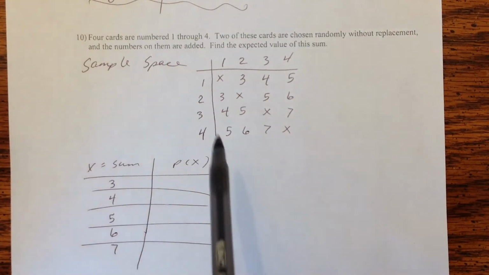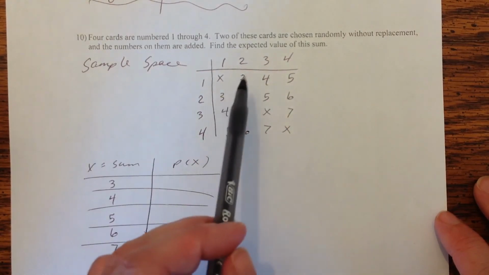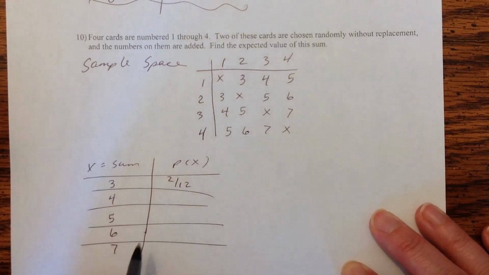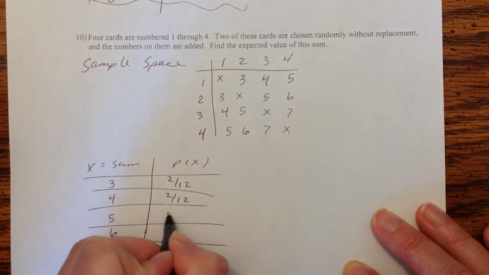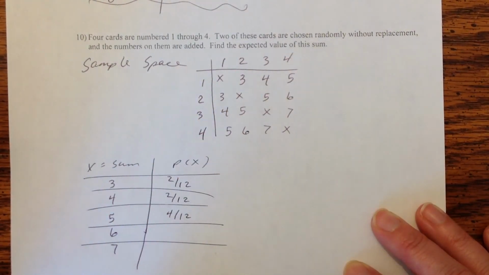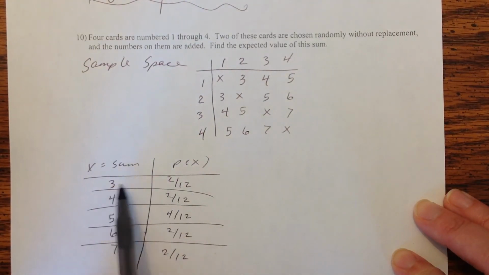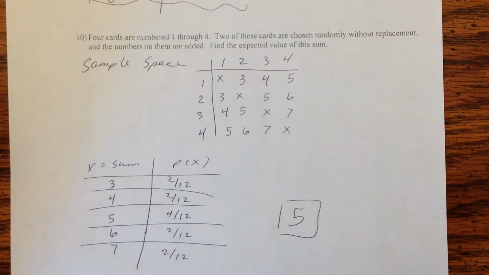So now my table also tells me the likelihood this would occur. How many times do I see 3 in my table? Twice out of how many over here? 12. So I get 2 twelfths. 4 is also 2 twelfths. 5 is actually 4 twelfths because it's in there 4 times. 6 and 7 are also 2 twelfths. So to find my answer, I'm going to multiply each of the x's by its corresponding probability. When I do that, my answer will be 5, which makes sense because it's in the table the most number of times.